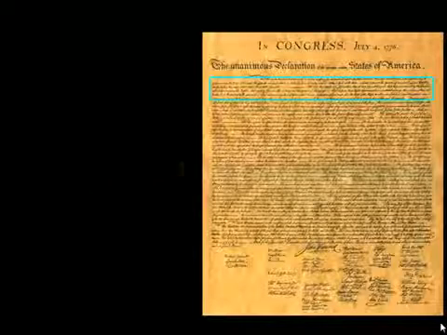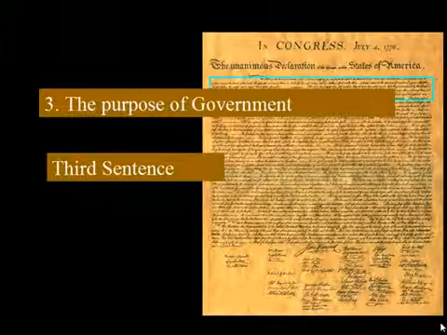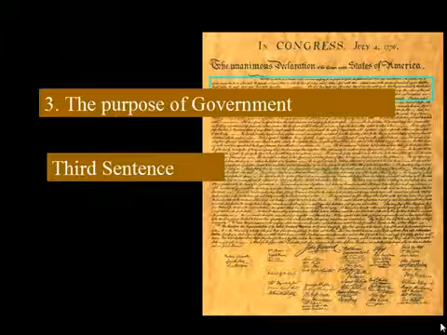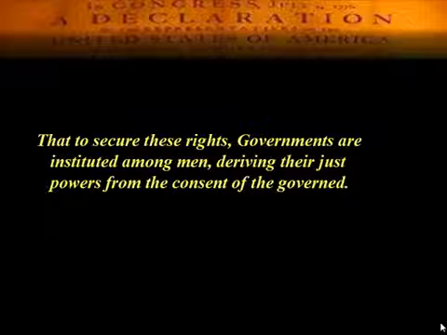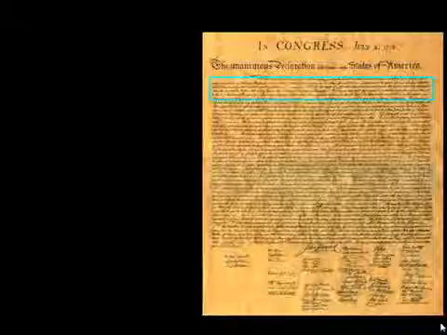What's also interesting about this introductory paragraph is this. In this short paragraph, the founders also describe the purpose of government, and they say this: that to secure these rights, governments are instituted among men deriving their just powers from the consent of the governed. And so in this short sentence, they're basically saying the reason for government's existence is to secure those rights.